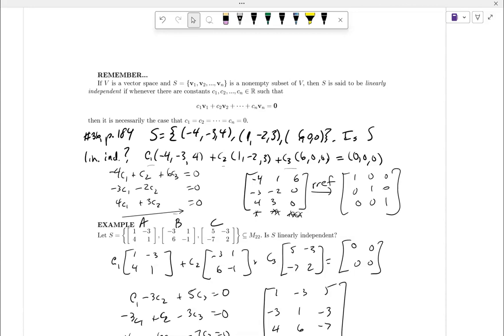For spanning, what did we need to see? A pivot in every row. We want to know that a solution always existed, right?